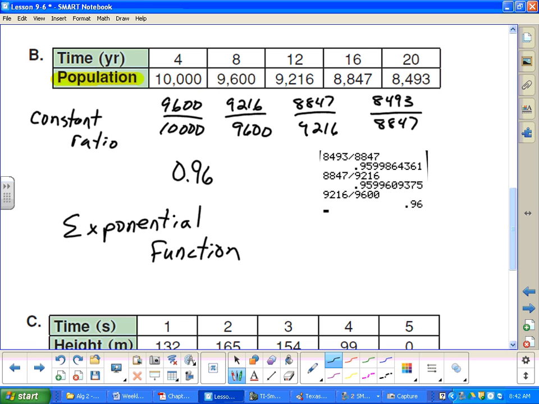But most of the time, if they're using population, it's going to be exponential. Okay? And you just need to confirm it by checking. And you wouldn't necessarily have to check all of them, just check a couple of them and it would verify that.